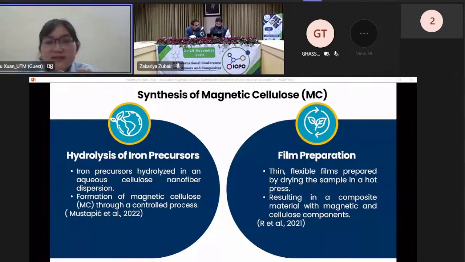Also, the synthesis of magnetic cellulose (MC) is a pivotal aspect of our research. Iron precursors undergo hydrolysis in an aqueous cellulose nanofiber dispersion, leading to the controlled formation of the magnetic cellulose. The resulting thin, flexible films, prepared through the meticulous hot press process, create a composite material with magnetic and cellulose components. This synthesis lays the foundation for the unique properties of our magnetic nanocellulose.